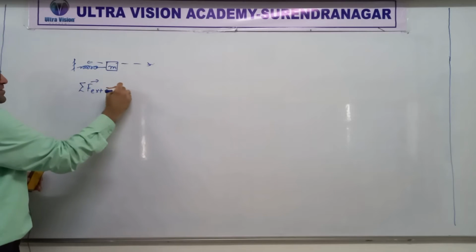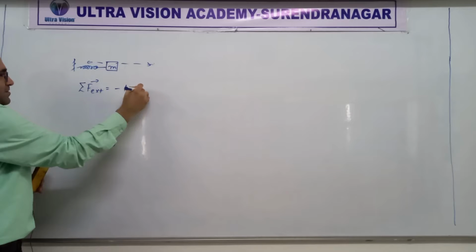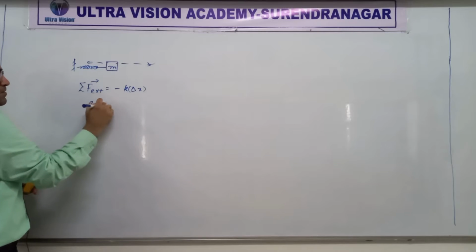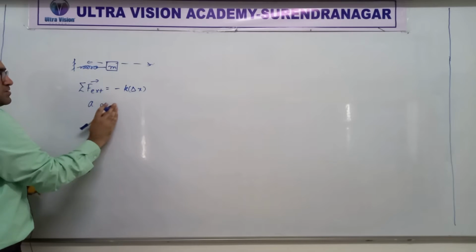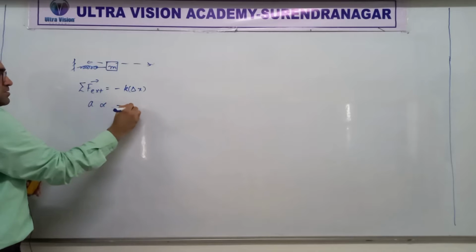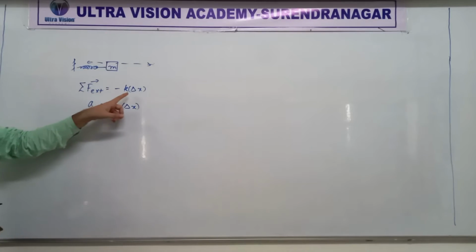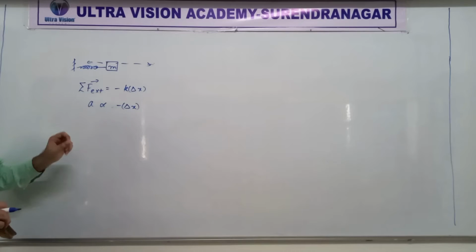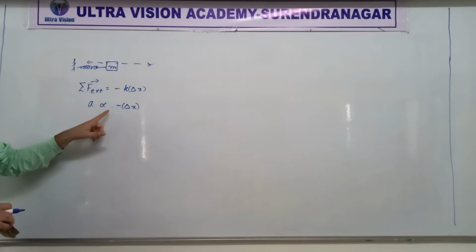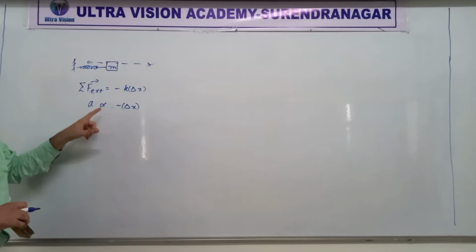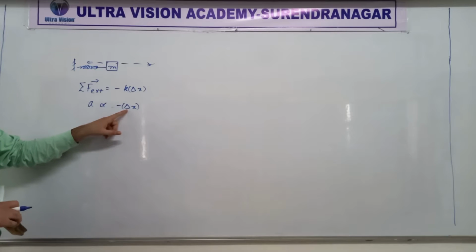Once again, the required conditions are this or this. Okay, that the net force on the body is equal to minus k delta x and acceleration is proportional to minus delta x, that is negative of displacement, right?